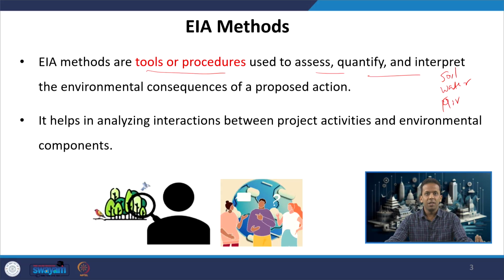Since these environmental components are the ones experiencing the impacts of the proposed activity, it is necessary to do EIA. Depending on how much time we have, how much resources we have, what the team is and what the purpose of that particular EIA is, there are different methods out of which the project proposer or the company chooses the best one to conduct an EIA. Basically these methods help in analyzing the interactions between project activities and the environmental components.